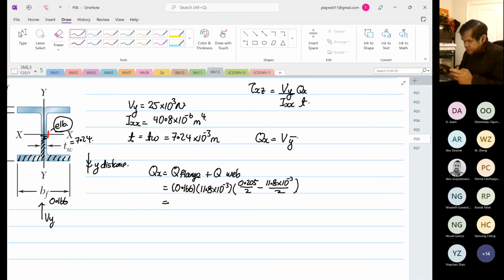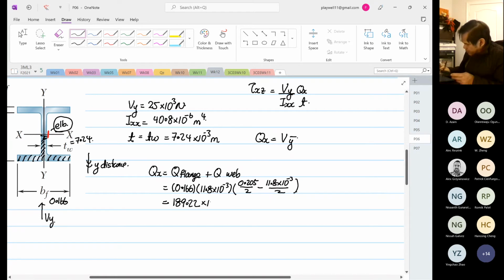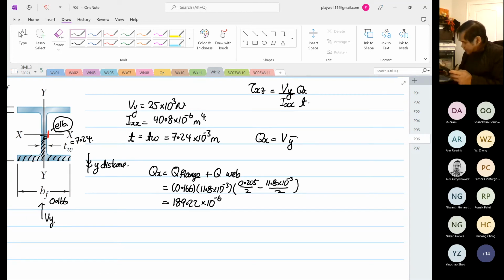times 0.166 is equal to 189.22 times 10 to the power minus 6 meter cube. Let me try again: 0.205 divided by 2 minus 11.8 power minus 3 divided by 2, times 11.8 power minus 3, times 0.166. 189.22, correct.